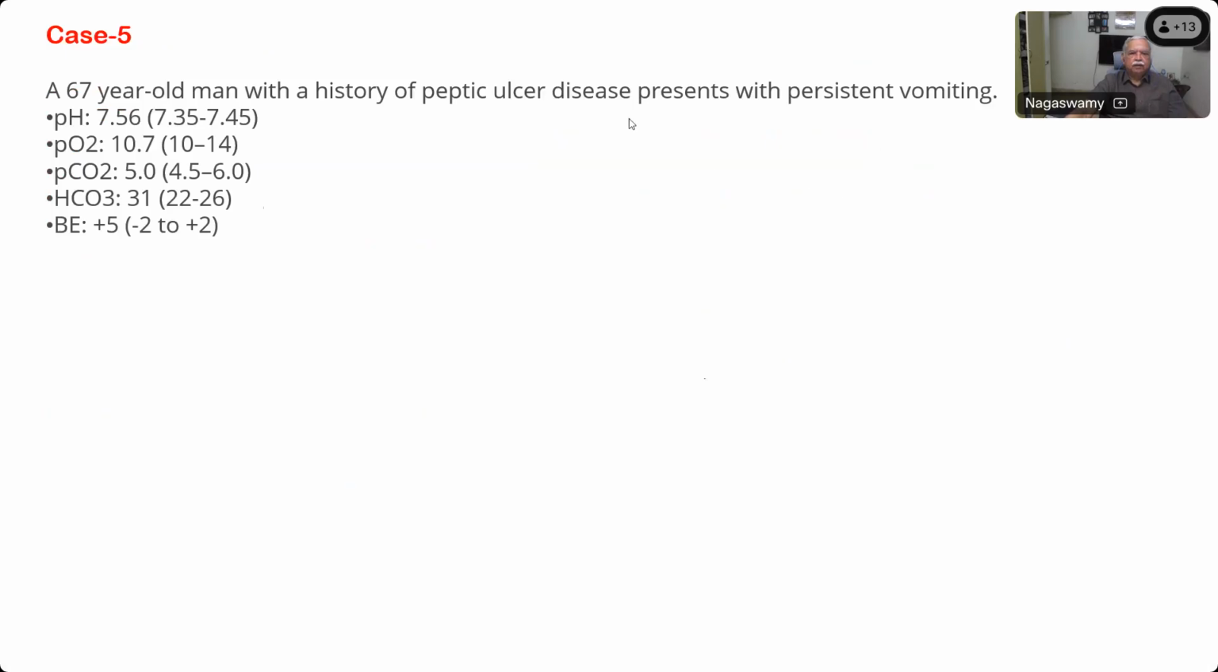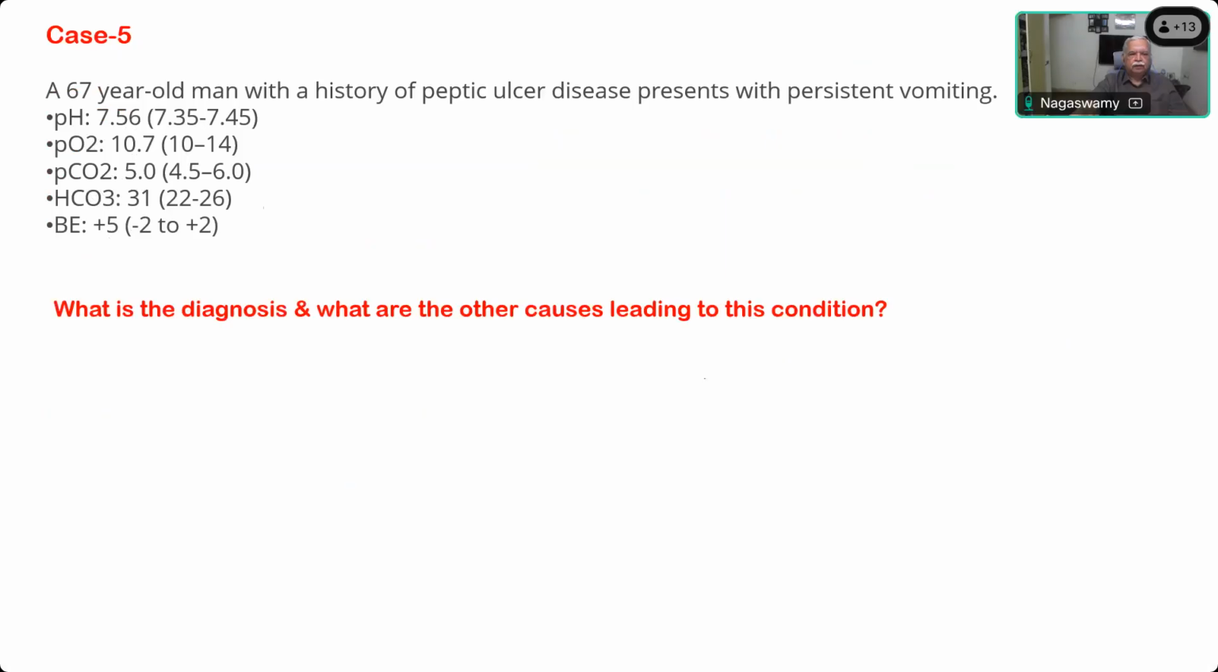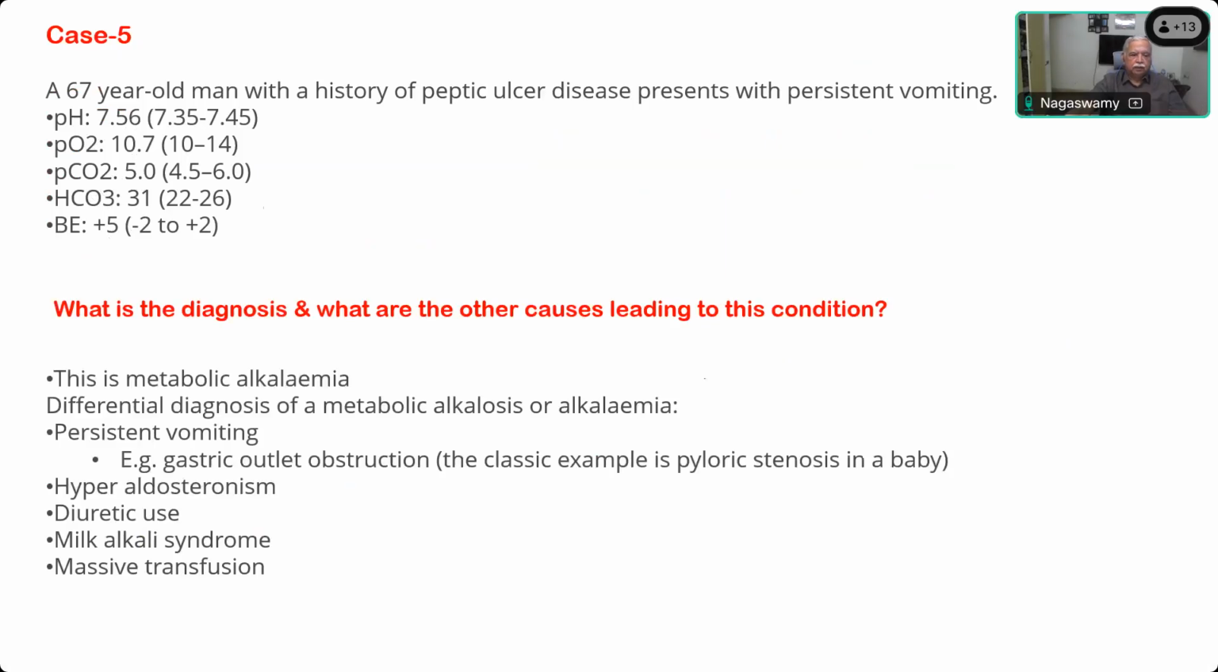A 67-year-old man with a history of peptic ulcer disease presents with persistent vomiting. The pH is on the alkalotic side, PCO2 is normal, bicarb is 31, and base excess is +5. Pure metabolic alkalosis. The differential diagnosis of metabolic alkalosis includes persistent vomiting, where he is losing acid content like hydrochloric acid, and other conditions such as hyperaldosteronism, diuretic use, milk alkali syndrome and massive transfusion. These are all the things which can lead to metabolic alkalosis.